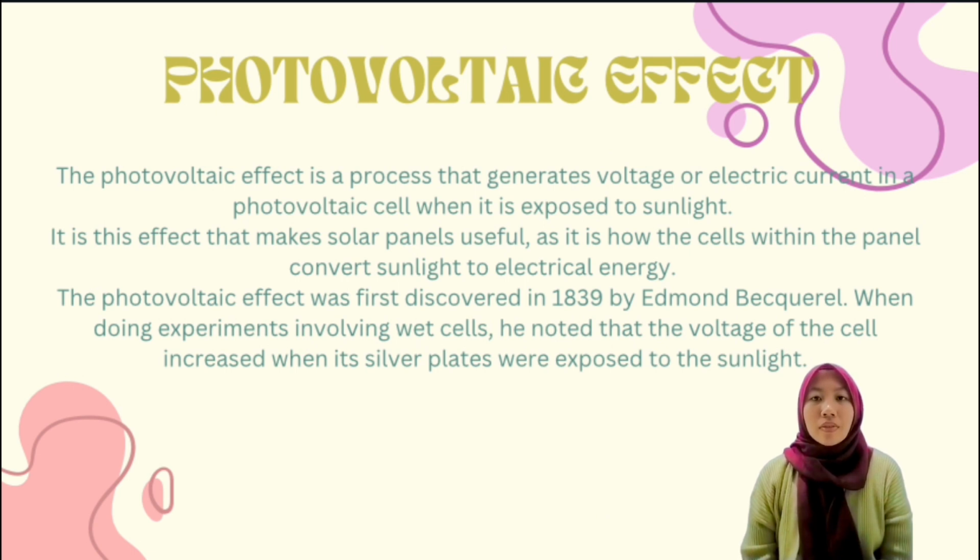So next, the photovoltaic effect. The photovoltaic effect is a process that generates voltage or electric current in a photovoltaic cell when it is exposed to sunlight. It is this effect that makes solar panels useful, as it's how the cells within the panel convert sunlight to electrical energy. The photovoltaic effect was first discovered in 1839 by Edmond Becquerel when doing experiments involving battery cells.